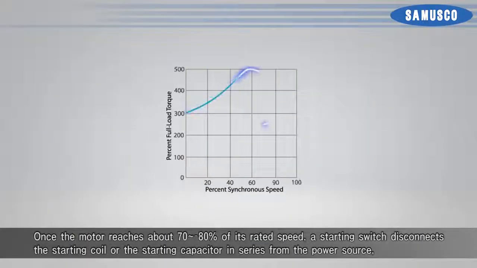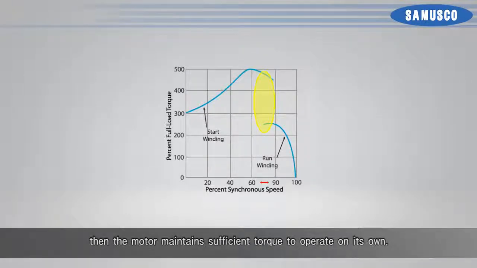Once the motor reaches about 70 to 80% of its rated speed, a starting switch disconnects the starting coil or the starting capacitor in a series from the power source. Then, the motor maintains sufficient torque to operate on its own.